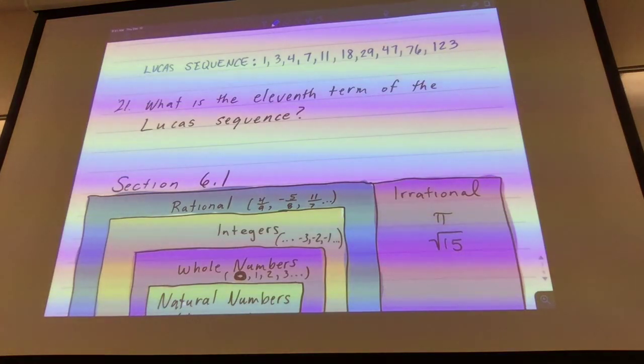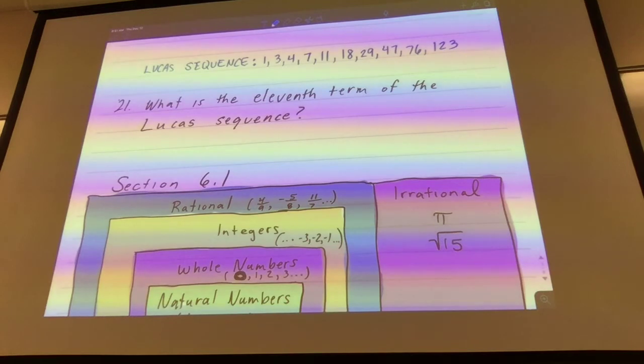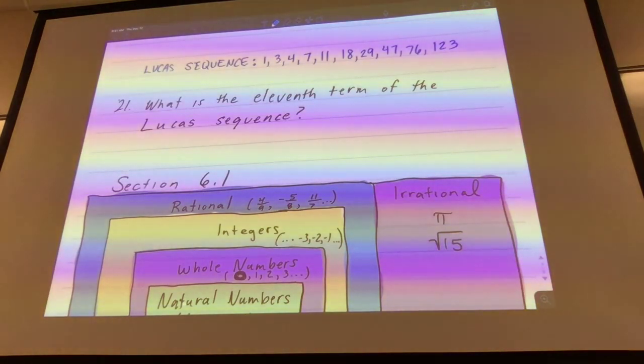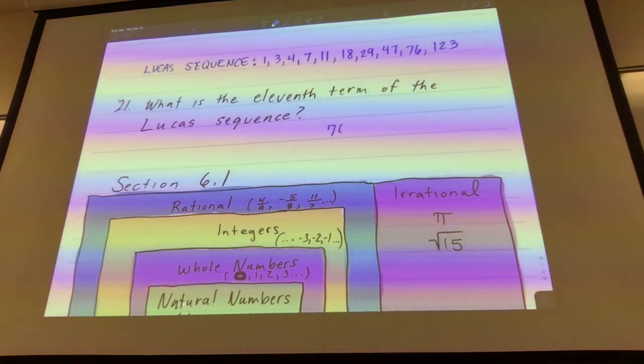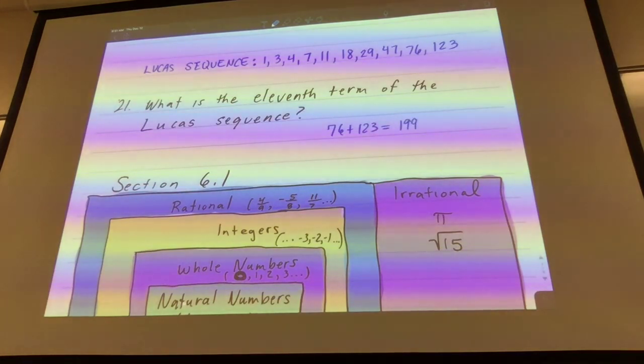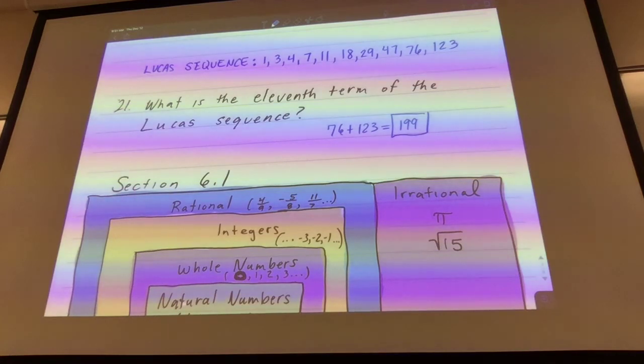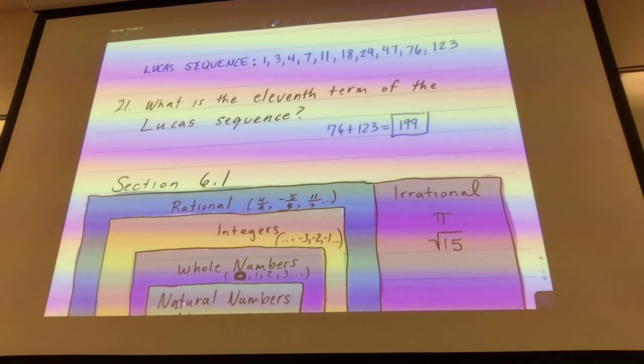So how many did I write? 1, 2, 3, 10? So I need the next one that I didn't write. So what would I do? Add 76 to 123, and that should give us our next one, which should be 199. 76 plus 123 is equal to 199. Okay, good. So that's it in chapter 5. Section 5.5 is pretty easy, nothing too difficult there.